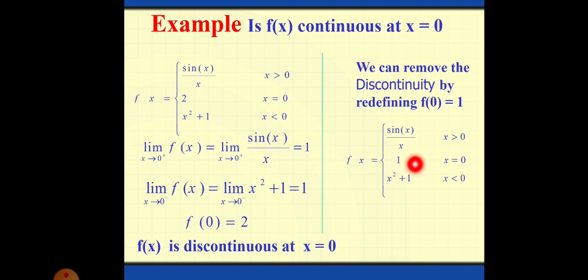We can remove the discontinuity by redefining f of 0 here to be 1 instead of 2. So if this number is 1, f of x equals 1 when x equals 0. In this case, the limit of f of x when x approaches 0 equals f of 0, so it will be continuous.